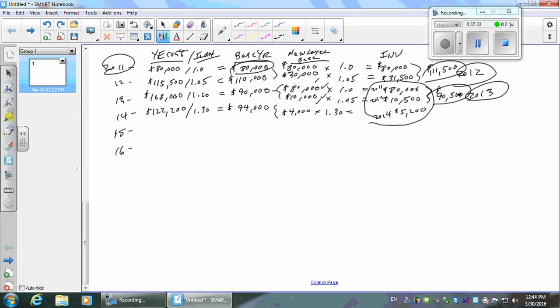The two old ones plus the new layer, right? I got a 2011 layer of 80. I got a 2012 of 10.5, and I got a 2014 of 5,200. Just add 5,200 to the 90,500, don't you think? How much is that?